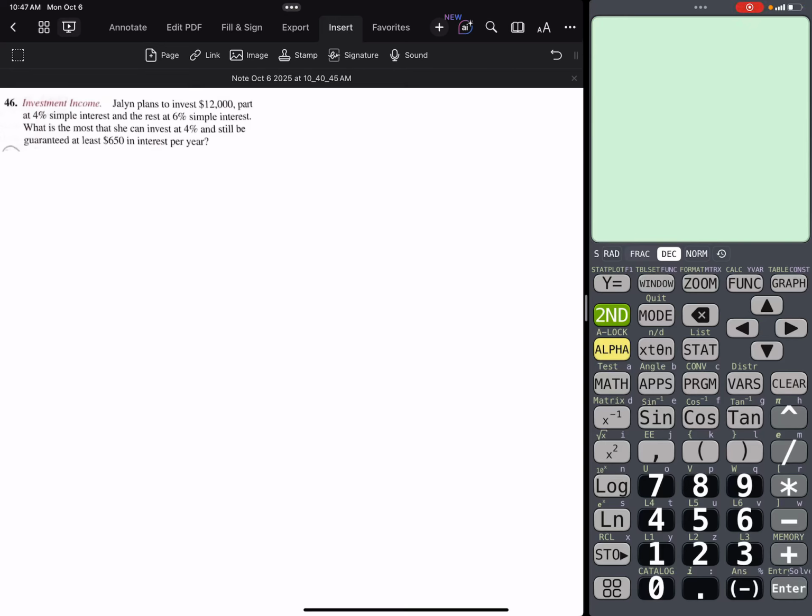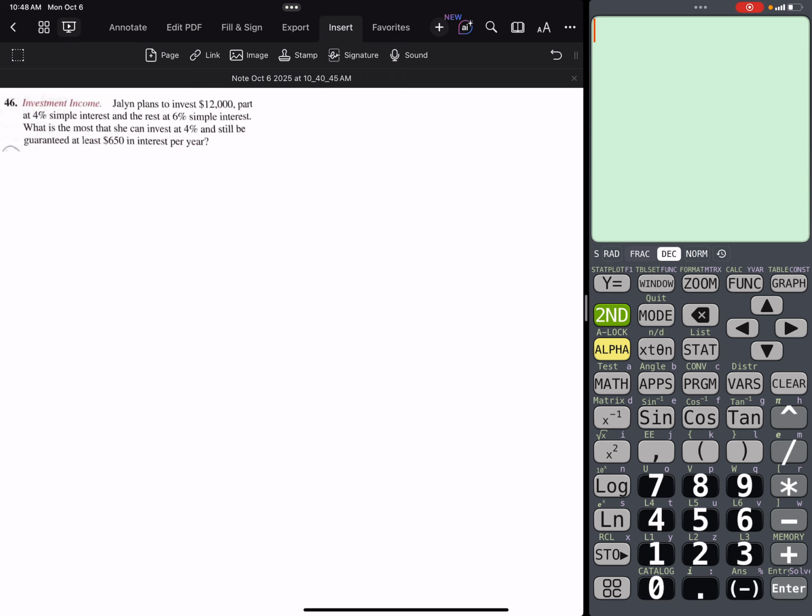Okay. Well, this is coming from 1.6, which is an inequality section, which really shouldn't impact our math at all, but I'm just telling you where the problem's coming from. As I read through this word problem, I'm getting two different pieces. I'm getting an investment of $12,000, so a total investment.